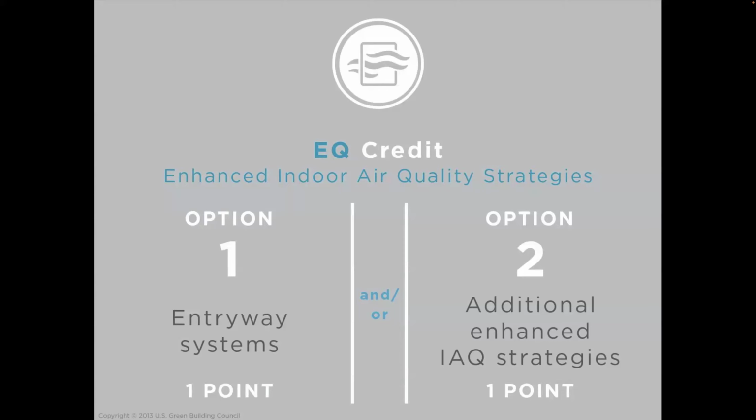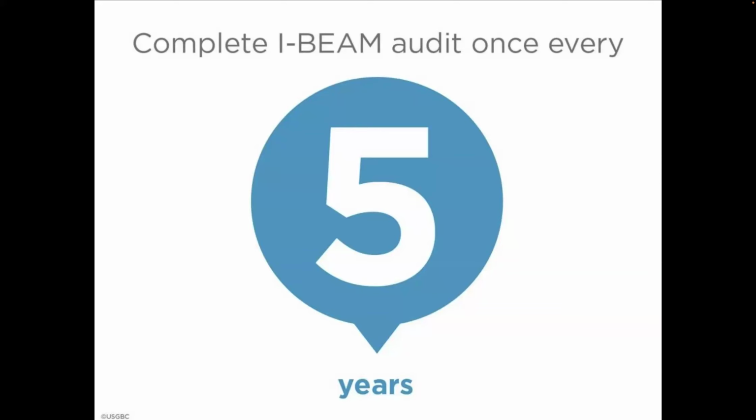All right, enhanced indoor air quality strategies. Okay, entryway systems. So that's like mats, walk-off mats, so that you're not tracking dust and other allergens and stuff like that into the building. And then there's other IAQ strategies which they'll go through.